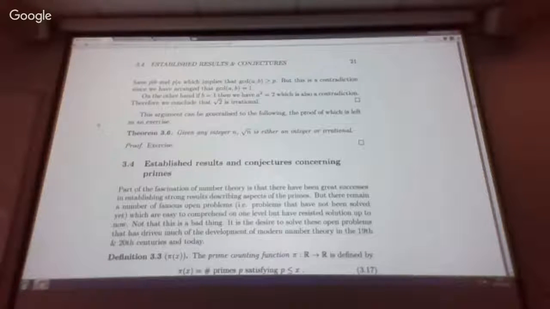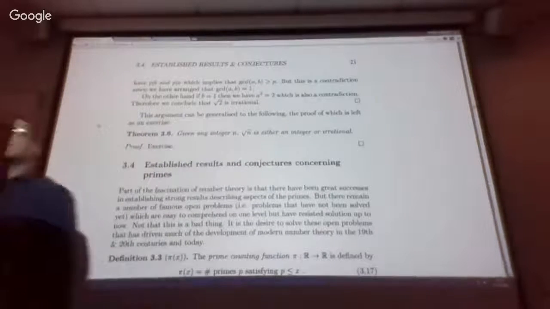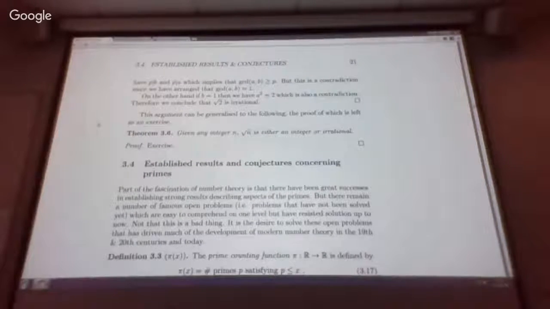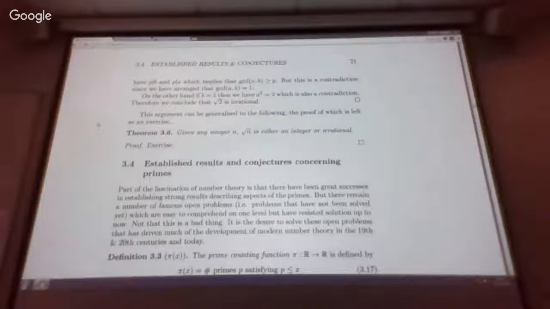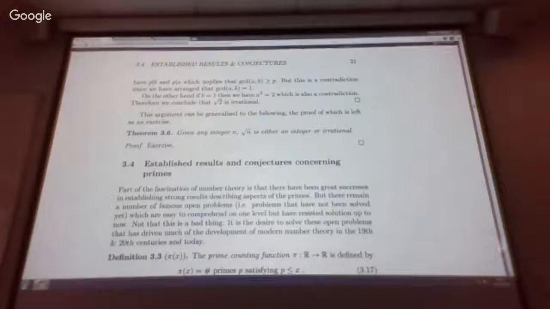And in fact, you can also generalize it away from square roots as well. It actually works for any kind of root. Cube roots, fourth roots, fifth roots, fractional roots, rational roots. So that theorem can be generalized quite a bit. Any comments on that?